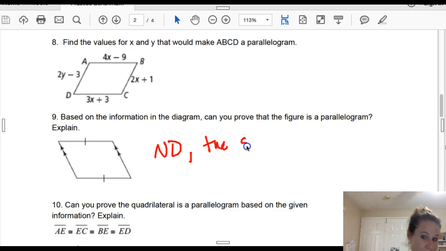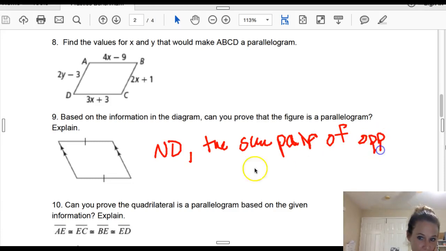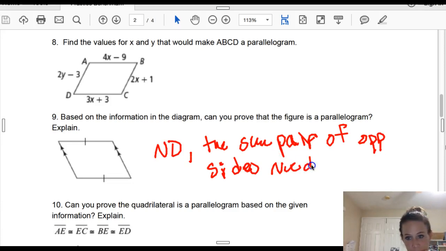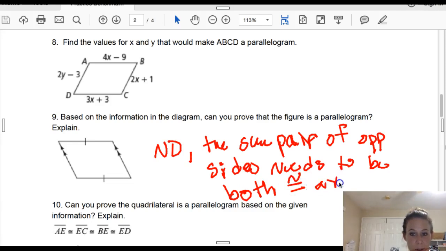The same pair of opposite sides needs to be both congruent and parallel. That says same, if you're wondering.